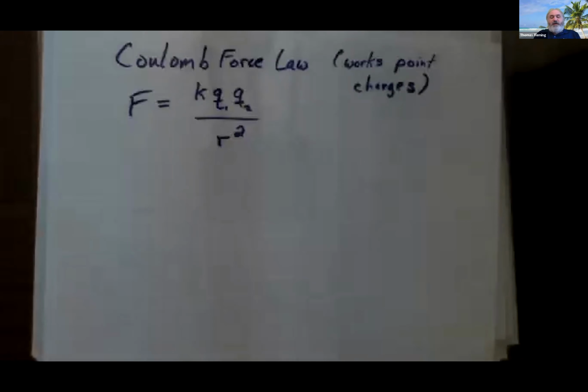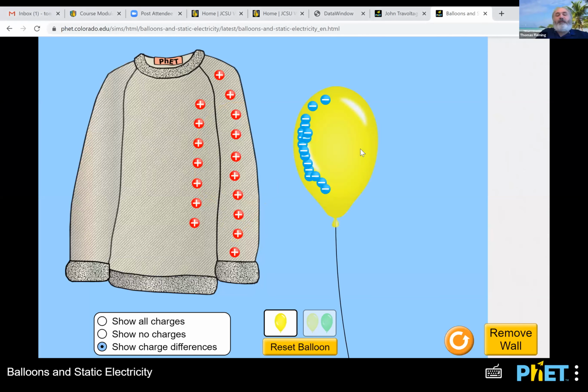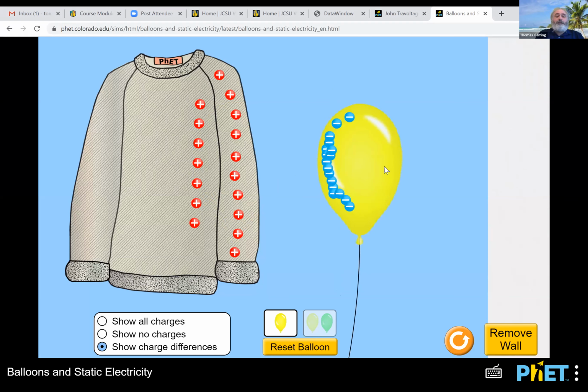And so if I tried to use this Coulomb force law for the balloon, what's going to happen is, if I ask you how far is the charge on the sweater from the charge on the balloon, that's a somewhat difficult question to answer, because if you look at the charges that are at the top of the sleeve, they're further away than the charges in the middle of the sleeve. Does that make sense? Yes. So that's why we don't use this for extended objects. We use it specifically for point charges.